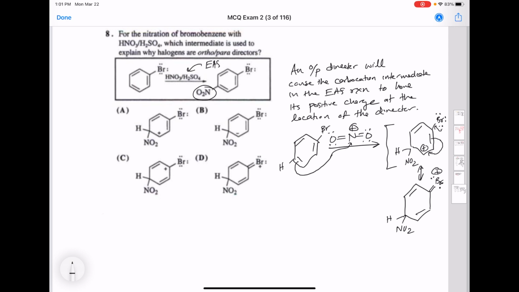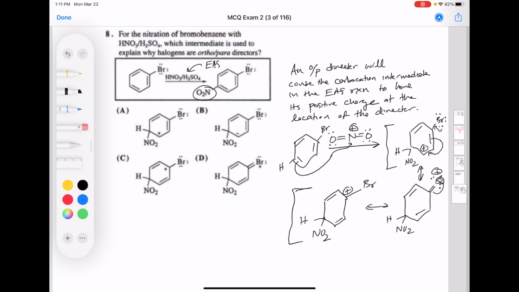And there's something really interesting here. If you simply move this pair of electrons back up, what do you see? You get another resonance form where you have a carbocation where the positive charge is on the carbon that is attached to the ortho-para director, the bromine. So we have gone through the mechanism, or at least the first step.